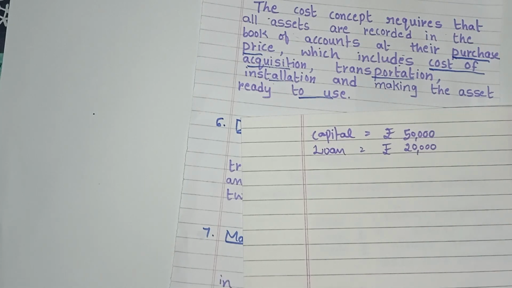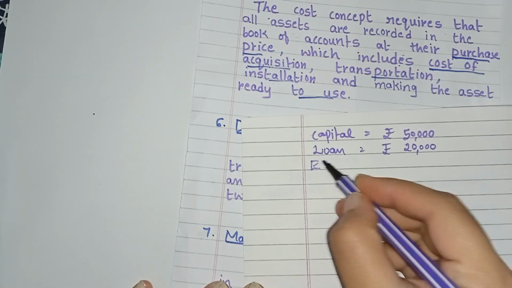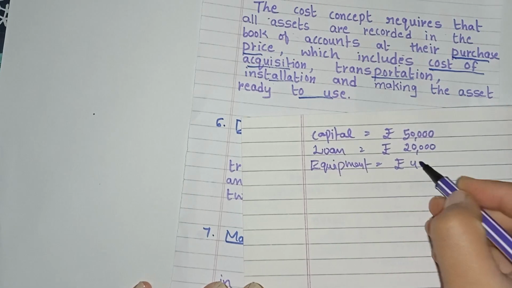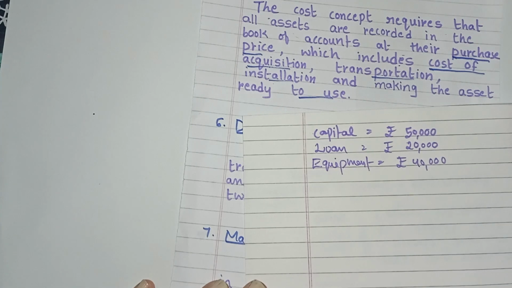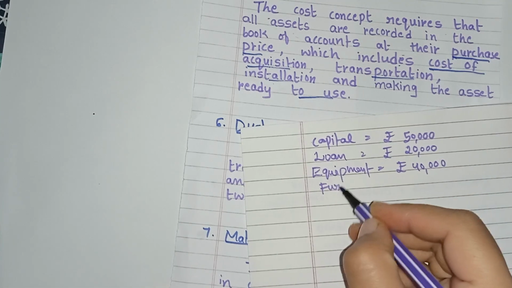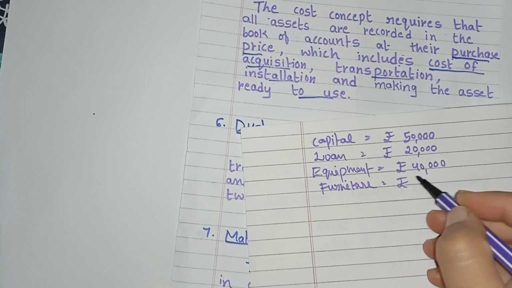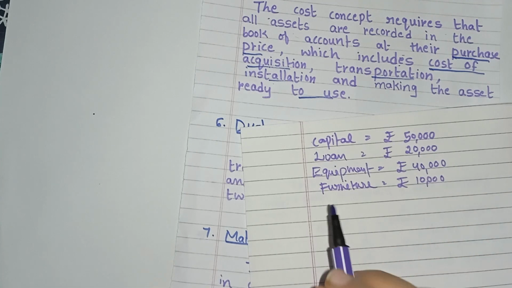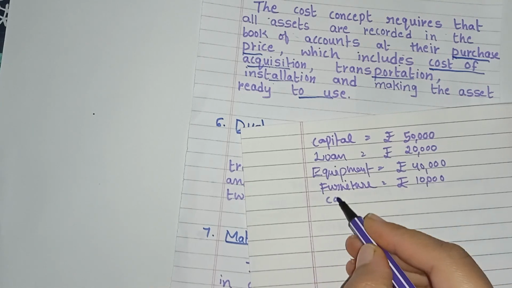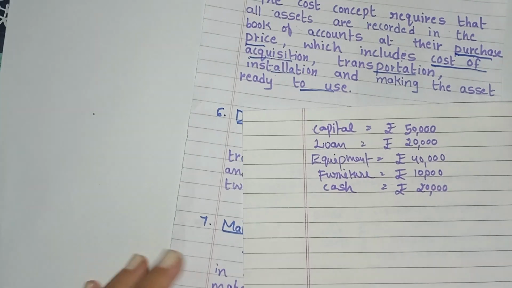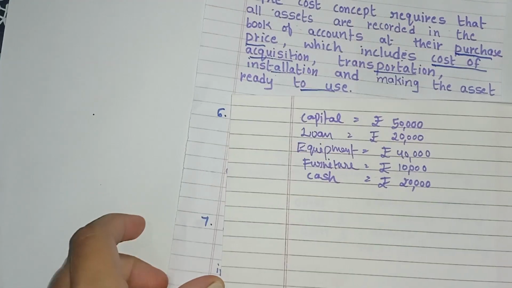After that, what will he do? He purchases equipment or machinery worth rupees 40,000. And again he purchases furniture of rupees 10,000. And the owner has cash of rupees 20,000.